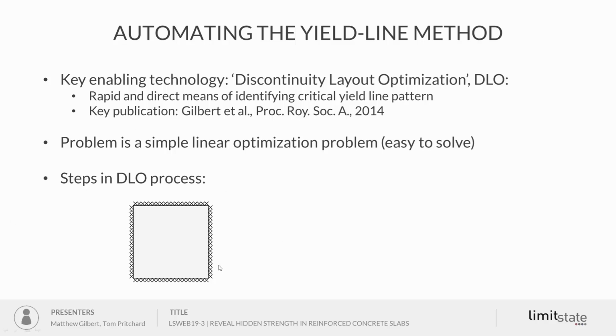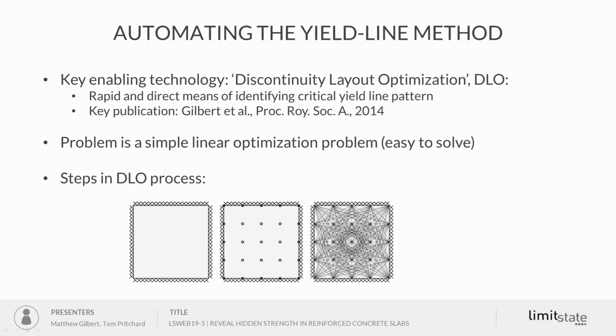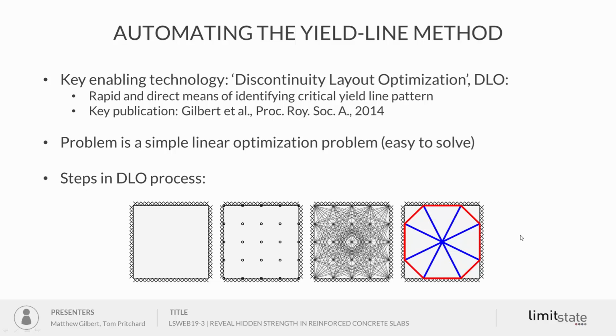What does the process look like? Well, first of all, we start off with our slab. We populate the slab with nodes. We connect each node to every other node with a potential yield line. And then we use optimization to identify the critical minimum energy solution. So in this particular case, you can see the yield line pattern indicated by the red and blue yield lines, hogging and sagging respectively.